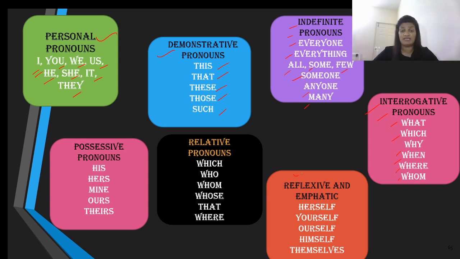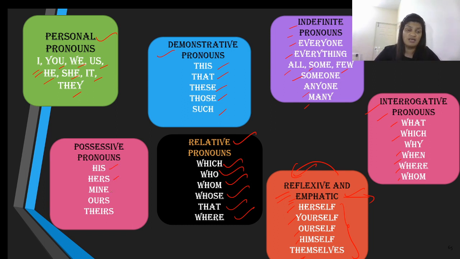And then you have reflexive and emphatic pronouns, which look pretty similar, like himself, herself, yourself, ourself, and themselves. But they are differentiated based on the function they perform. Reflexive is when they reflect back upon the subject. Emphatic is when they emphasize the subject. Then you have relative pronouns like which, who, whom, whose, that, and where. And then you have possessive pronouns like his, hers, mine, ours, and theirs.